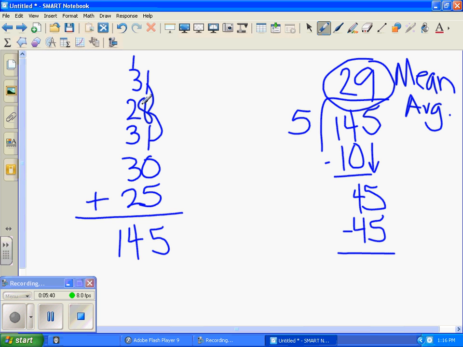Now we have to be careful in putting them in order from least to greatest. So we've got a 25, a 28, 25, 28, 30.